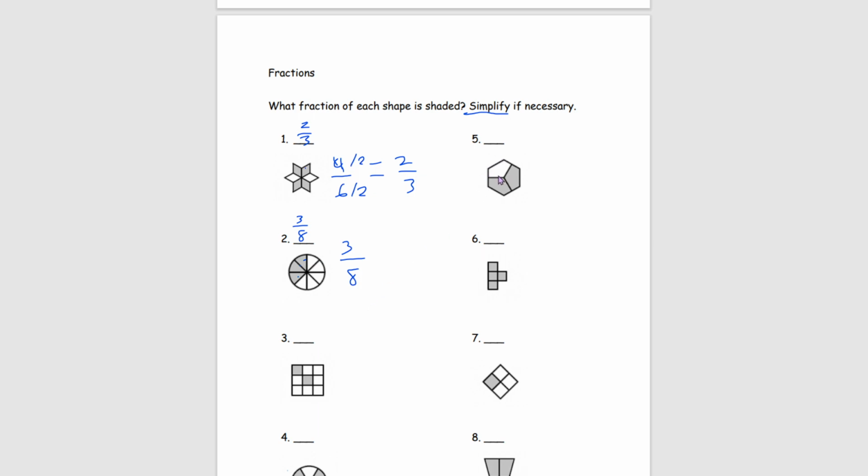For number 5, we have 2 shaded areas, and we have 3 in total. And just like we see here in number 1, 2/3 is already simplified, so we can just put that as our answer. And lastly, for number 6, we have 1, 2, 3, 4 shaded boxes out of 4 boxes, which is basically equal to 1. So our answer for number 6 is 1 or 4 out of 4.